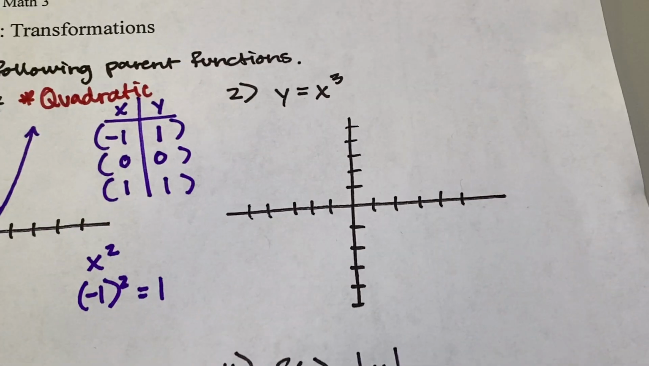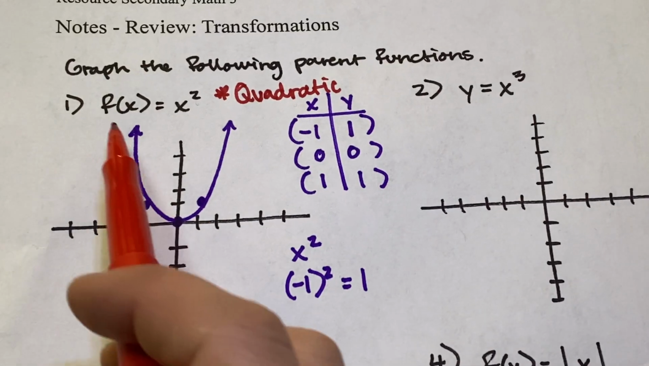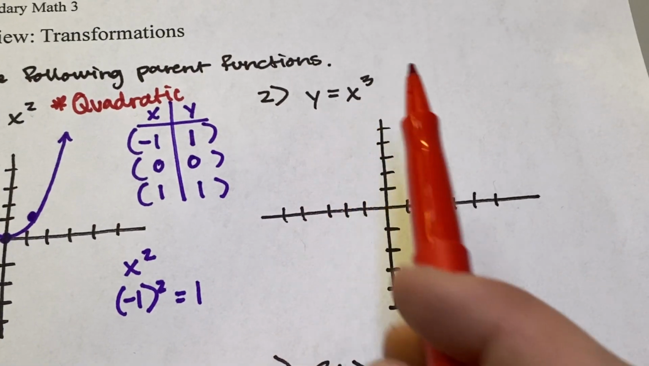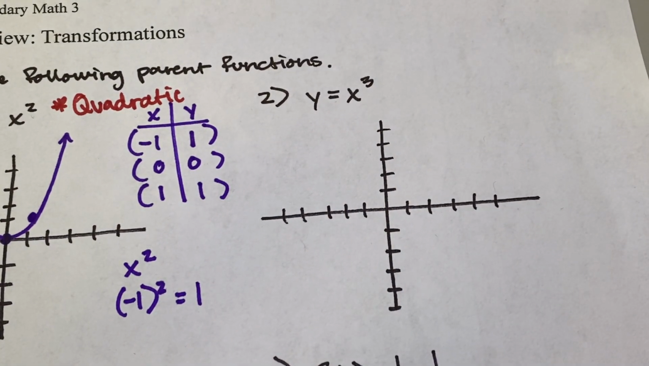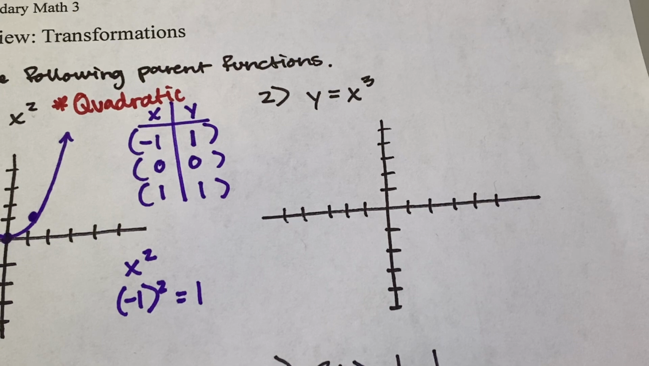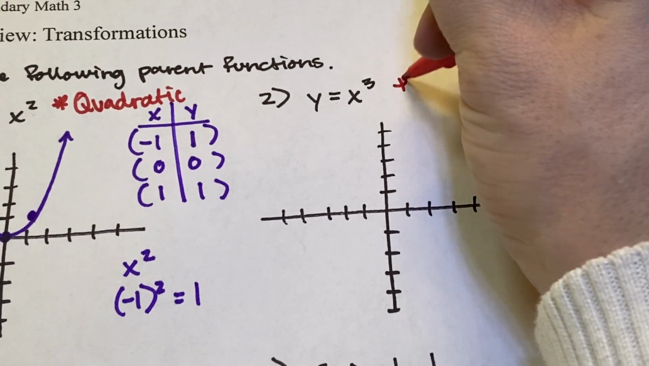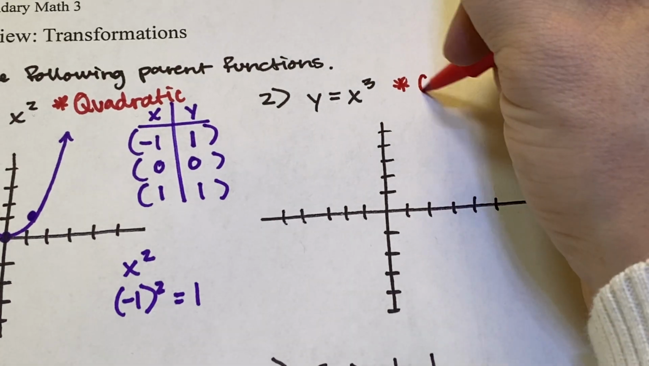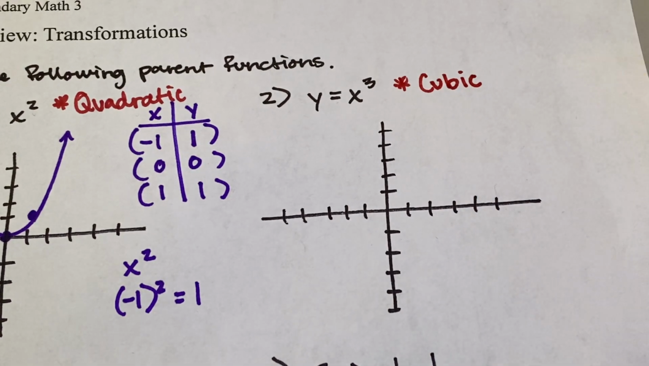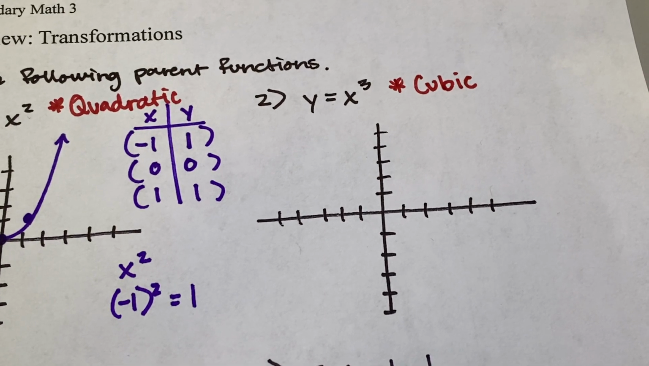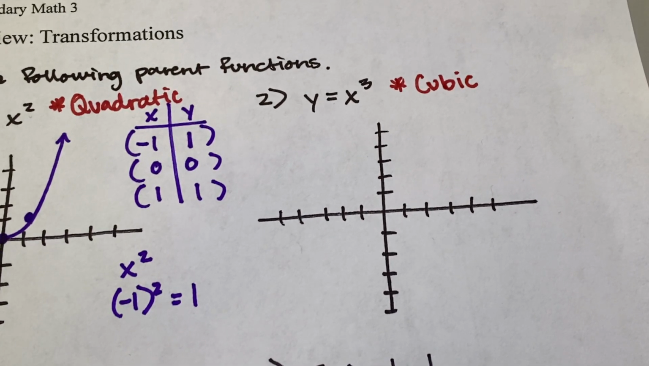All right, number 2. Notice on number 1 it says f of x equals this function, and on number 2 it says y equals this function. They mean the same exact thing. F of x is the same thing as y. First of all, it's taken to the third power, so let's go ahead and name it right off the bat. This is called a cubic function. Taken to the third power is a cubic function.